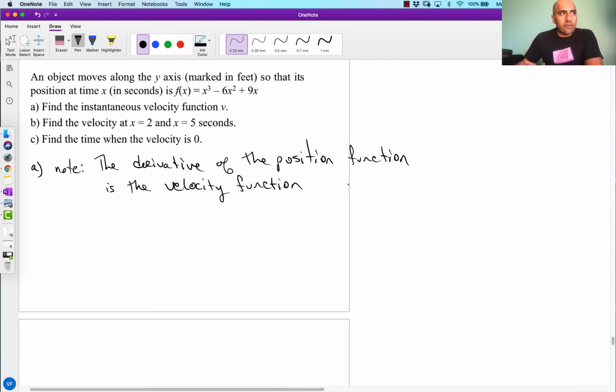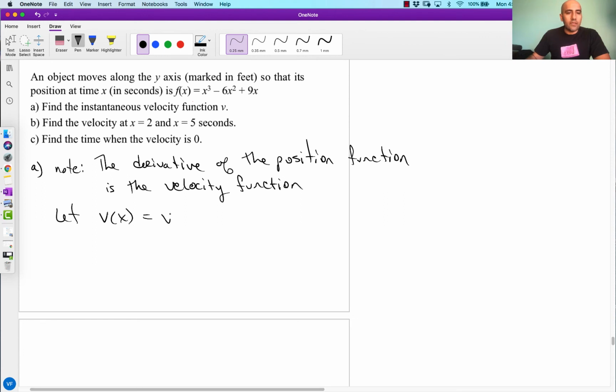Remember that the derivative function is also thought of as the instantaneous rate of change. So if we look at a position function and we want to look at the instantaneous rate of change, that is exactly what velocity is. So that would be the instantaneous velocity at a given point. So for part A, all we really need to do is find the derivative. I'm going to let v of x equal the velocity function.